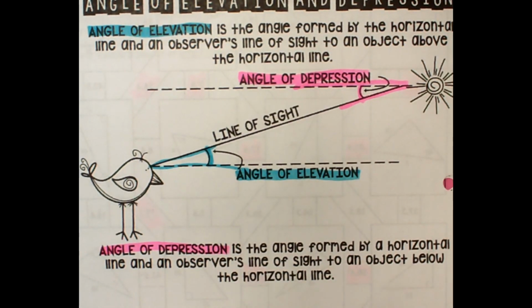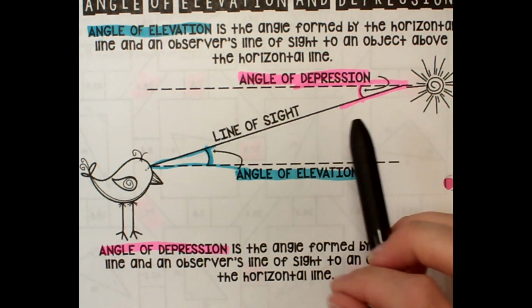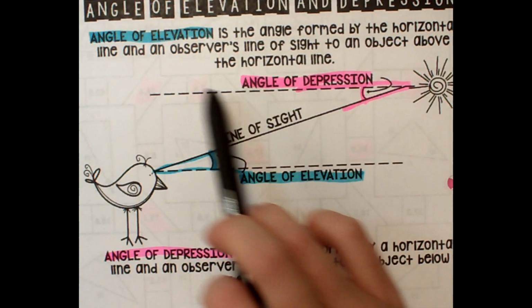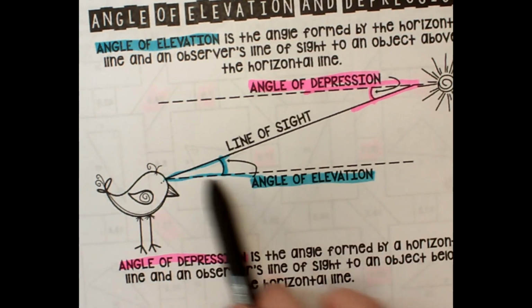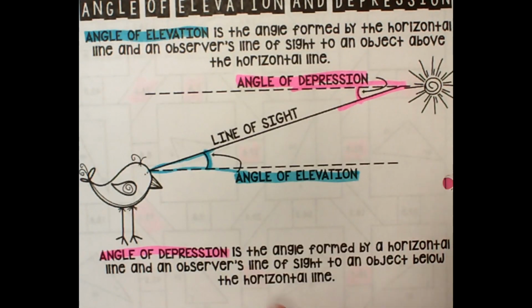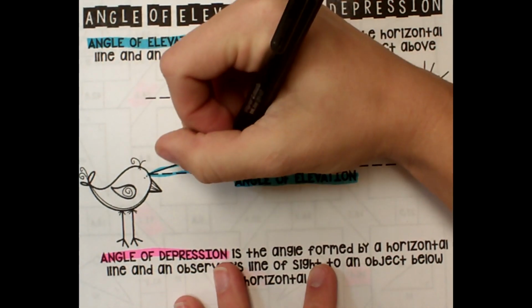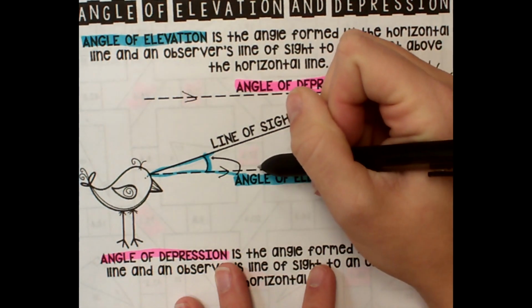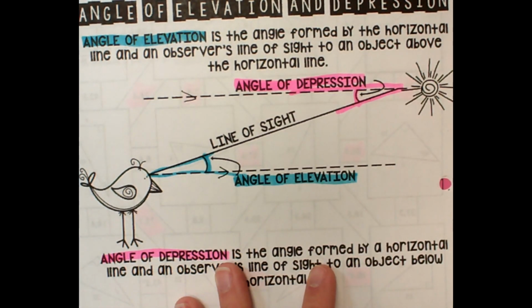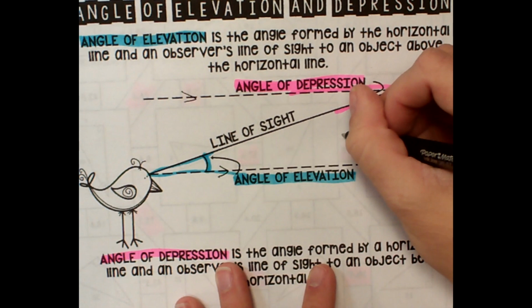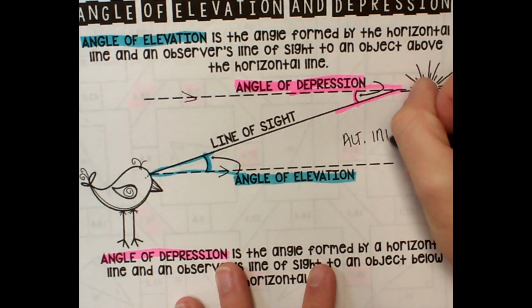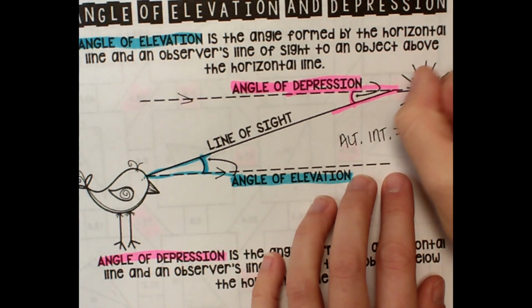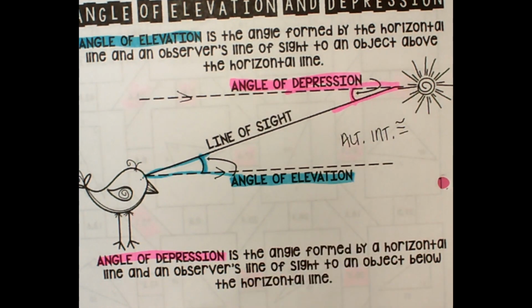Now, what you need to keep in mind, the only thing I'm going to add to what's on your paper is that these horizontal lines are parallel. If these horizontal lines are parallel, then that means that your angle of depression and your angle of elevation are alternate interior angles. If they're alternate interior angles, then that means that they are congruent. So keep that in mind as we move through the practice.